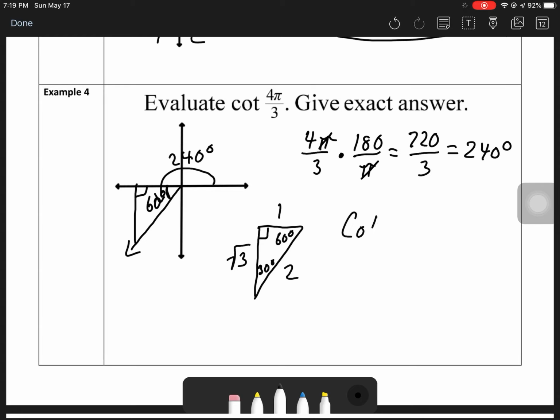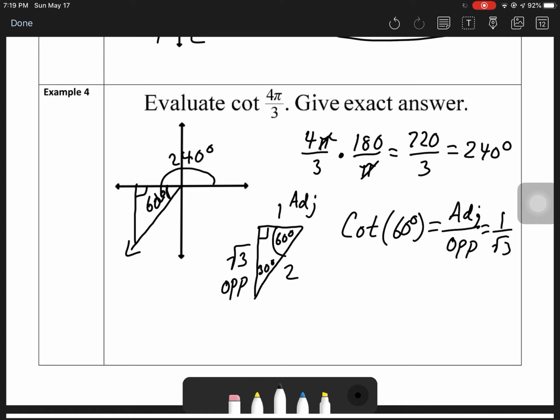We are looking for cotangent of 60 degrees. That's our reference angle. Remember, cotangent is the reciprocal of tangent. So if tangent is opposite over adjacent, then cotangent is adjacent over opposite. So here is our angle 60, that's the reference. So the adjacent would be 1, and then the opposite would be square root of 3. So 1 over the square root of 3, but that doesn't fly because we have a radical on the bottom. So let's actually multiply square root of 3 on the top and the bottom.